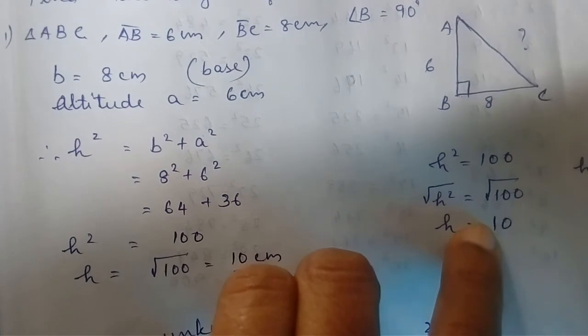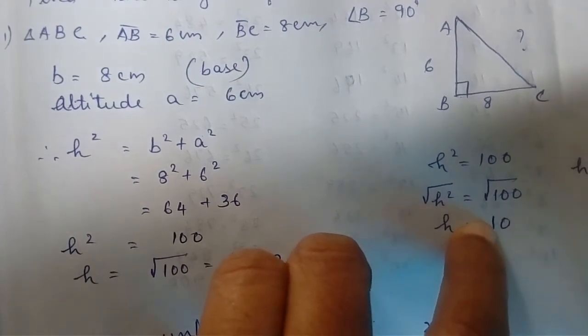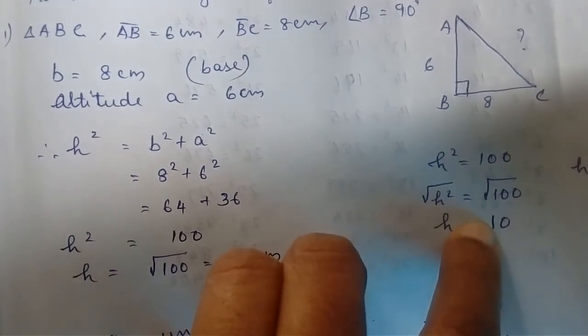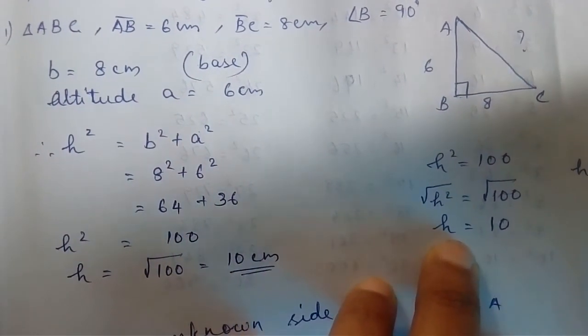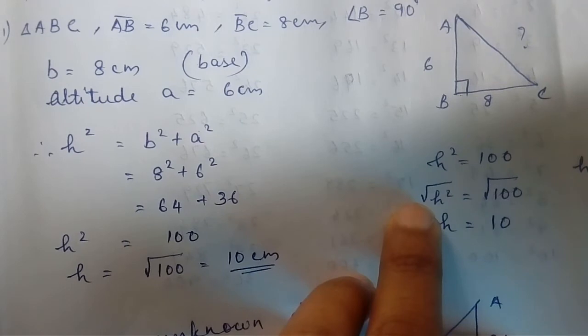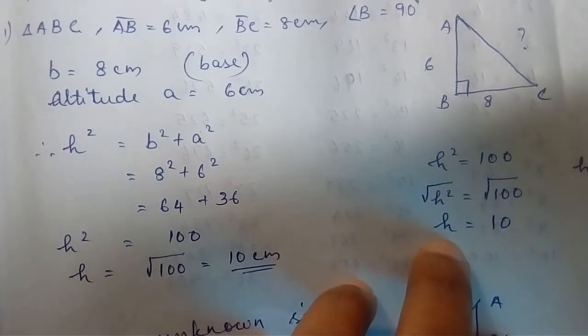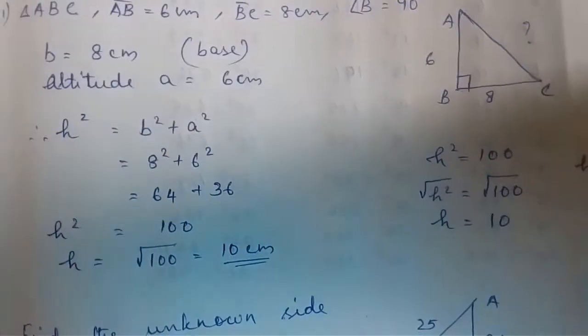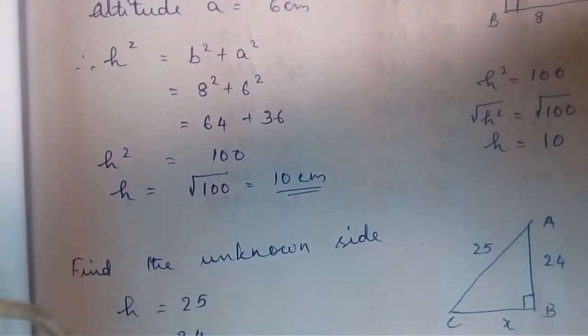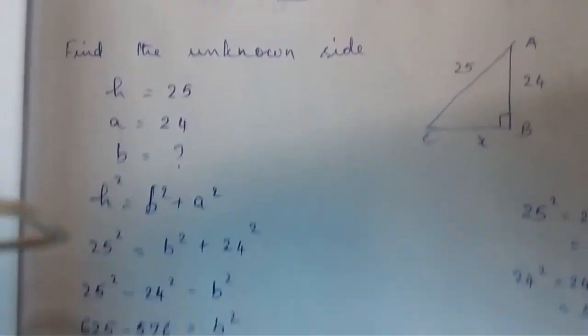The same way, what is the square root of 100? We can see that 10 into 10 makes 100. So we are taking 10 from this. So h is equal to 10. Square root on both sides we are taking, so root of h square is h and root of 100 is 10. We got the value h is equal to 10, that is the hypotenuse.